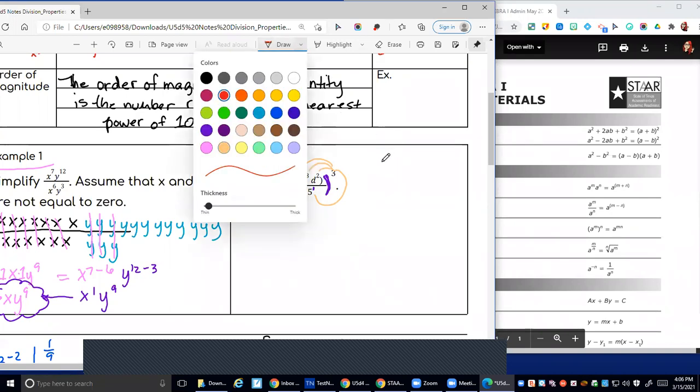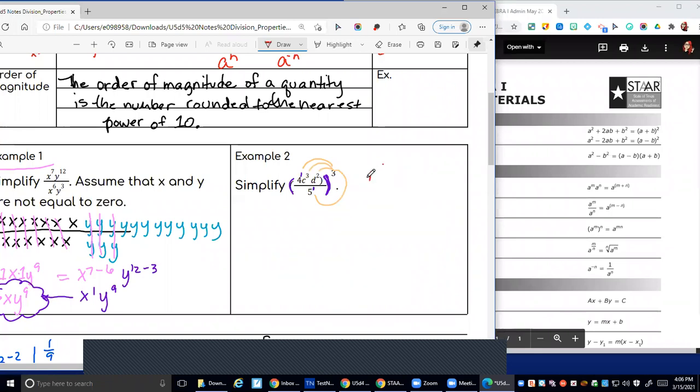So I'm going to write in 4 to the power of 1 times 3, and c to the power of 3 times 3, d to the power of 2 times 3, over 5 to the power of 1 times 3. Then I'm going to clean it up a bit. I've got 3 times 3, that's 9. And then d to the power of 2 times 3, oops, that's 6. And then on the bottom, I have 5 to the power of 3.